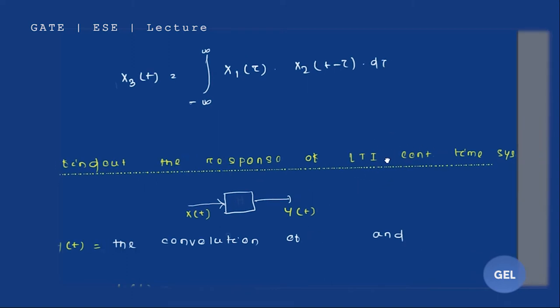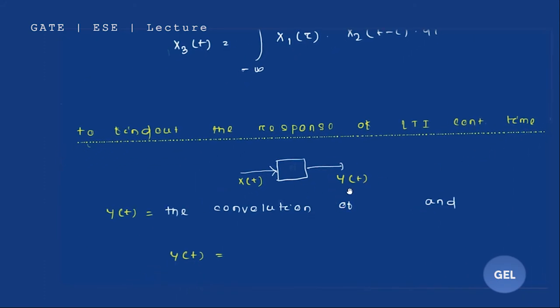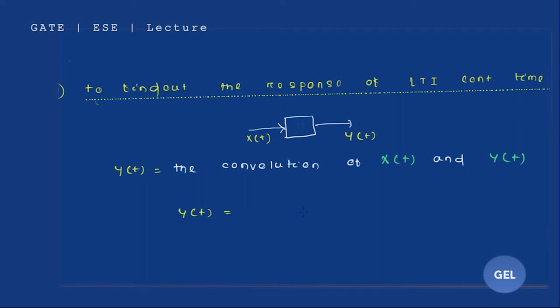So, when you want to find the response of an LTI continuous time system, y of t is the output of the system and x of t is the input of the system. So y of t is the convolution of x of t and h of t. Clear? Where y of t is given as x of t convolution h of t, which is given as the integration of x of tau h of t minus tau d tau over the interval minus infinity to infinity.